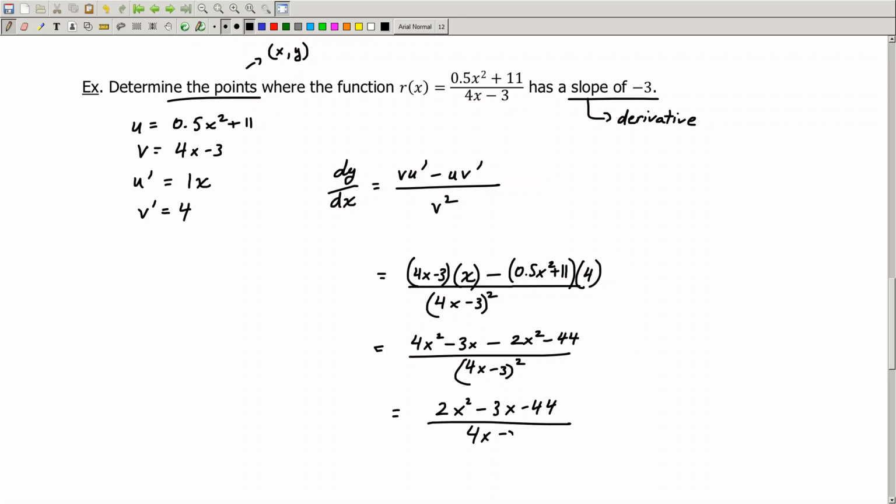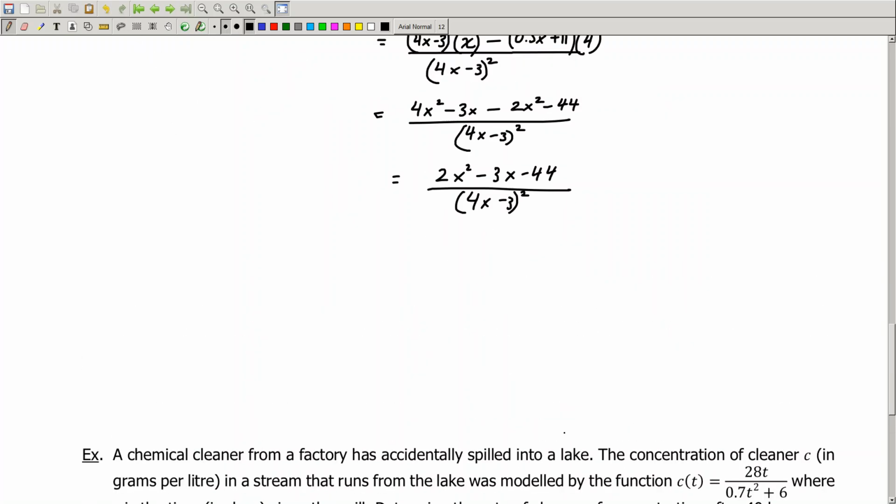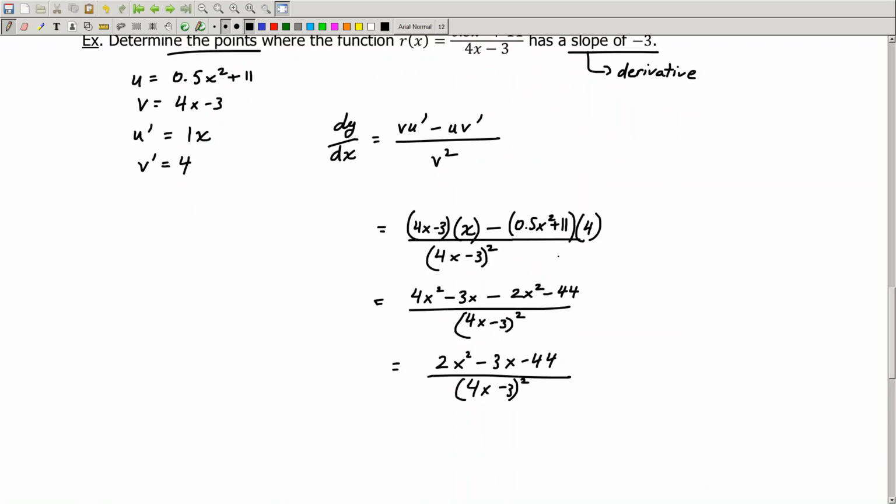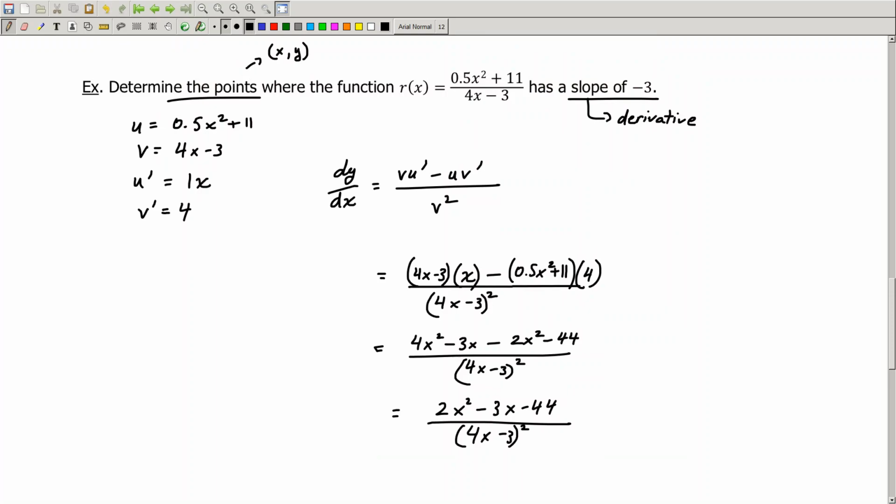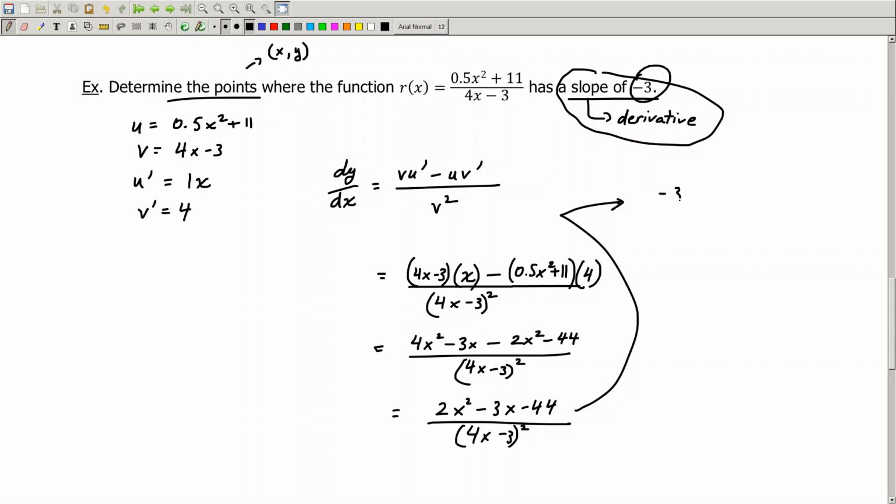Now, you must ask yourself, can I factor the top? Negative 88, probably not, but one important key note is that the slope is negative 3. What that implies is that the derivative itself can be set to the value of negative 3.